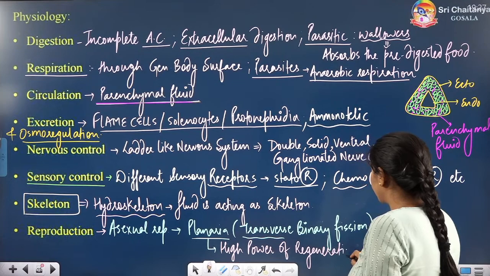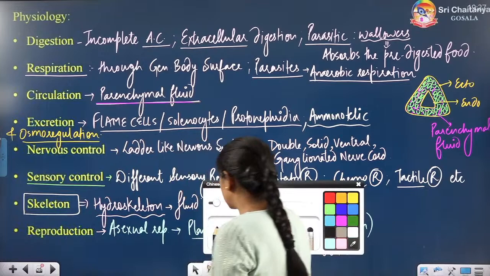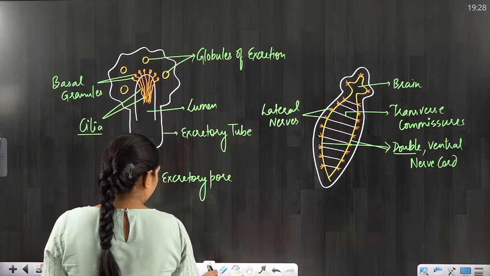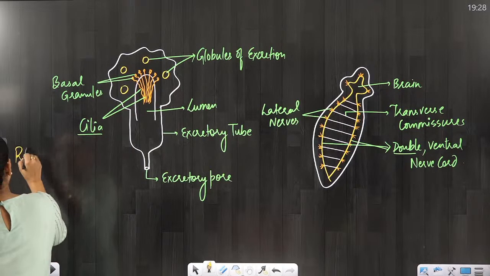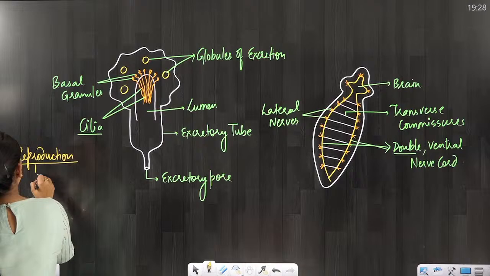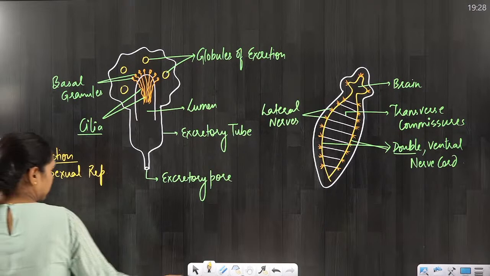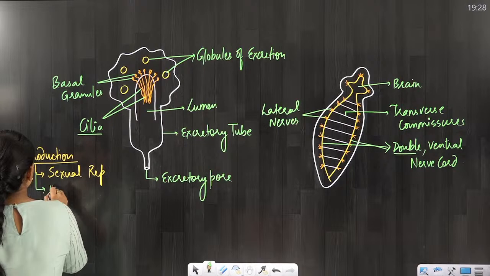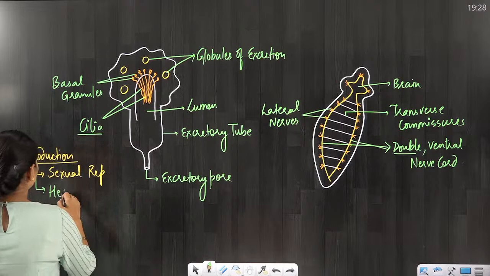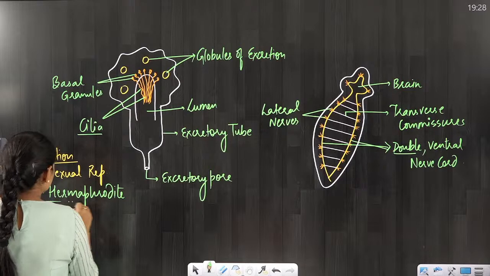Now, coming to sexual reproduction, I will tell sexual reproduction on this page, all right? If we talk about reproduction further, apart from asexual reproduction, they show sexual reproduction. Then what is the sexuality of the animals here? The sexuality is bisexual, hermaphrodite. They are hermaphrodite, that means bisexual, but there is an exception.